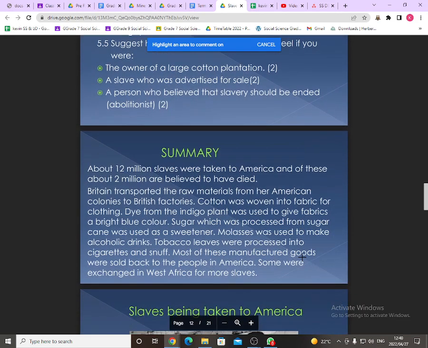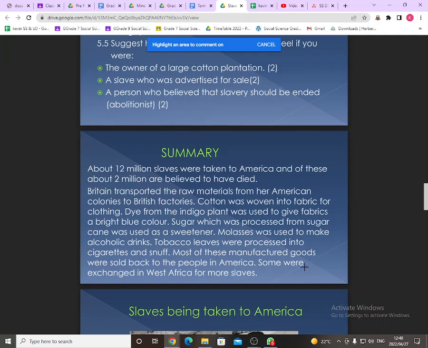About 12 million slaves were taken to America and about 2 million are believed to have died. Britain transported the raw materials from American colonies to British factories. Cotton was woven into fabrics and clothing. Dye from the indigo plant was used to give fabrics a bright blue color. Sugar, which was processed from sugarcane, was used as a sweetener. Molasses was used to make alcoholic drinks. Tobacco leaves were processed into cigarettes and snuff.